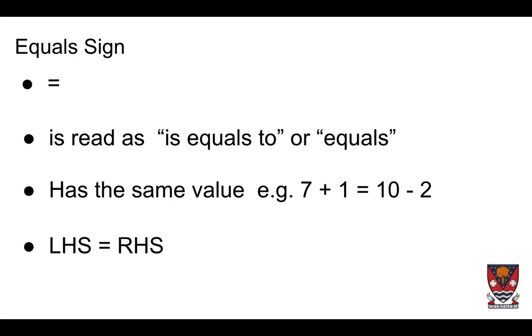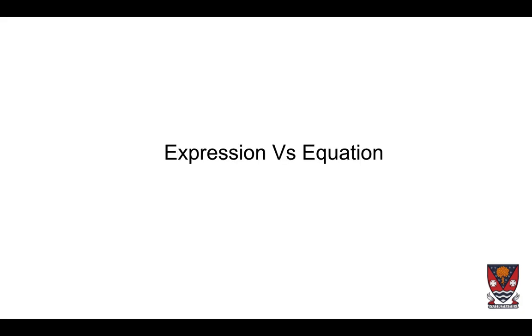Further on in your schooling, you'll see LHS equals RHS. Now this is described as the left hand side, which is everything to the left of the equal sign, and RHS is everything to the right of the equal sign.